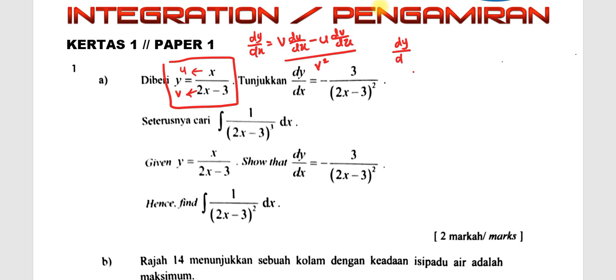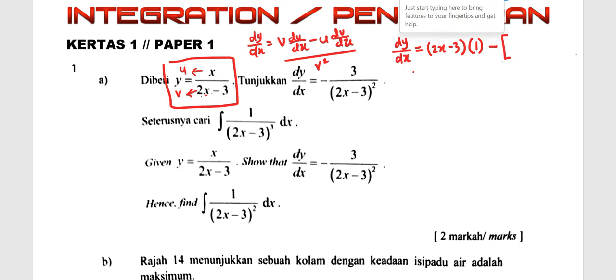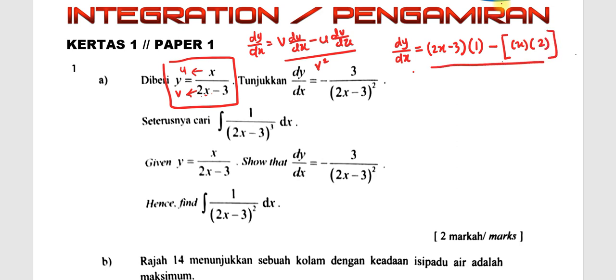So dy/dx is equal to the v first, 2x minus 3, and then du/dx. You differentiate u, you get 1. And then minus, please put a big bracket. And then u first, x, and then dv/dx. Differentiate this, you get 2. And then don't forget your v squared. And please don't expand the denominator. Let it be like that.